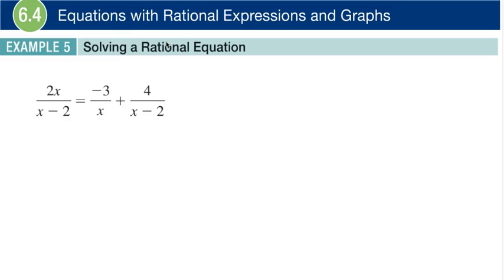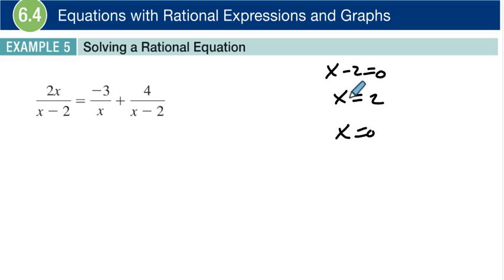Alrighty then, folks, moving on to example number 5 now. We're going to solve this rational equation. And our first step, as we've done in the previous examples, is we want to first find the domain. And so we set each of these equal to 0. So x minus 2 equals 0, which means x equals 2, and x equals 0. So I just set this equal to 0.